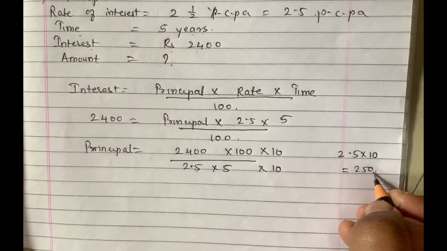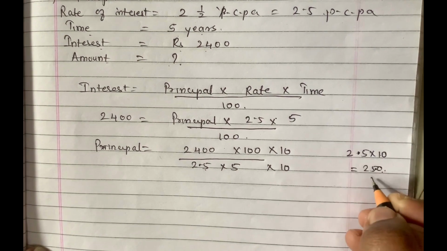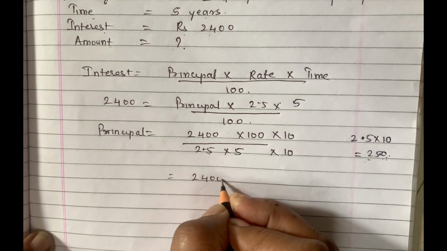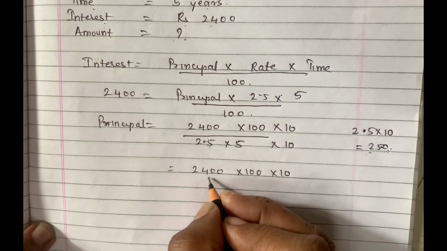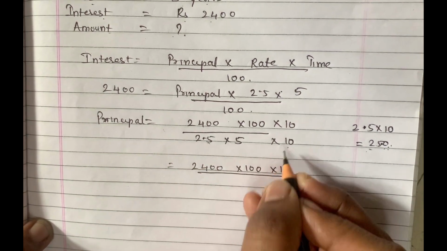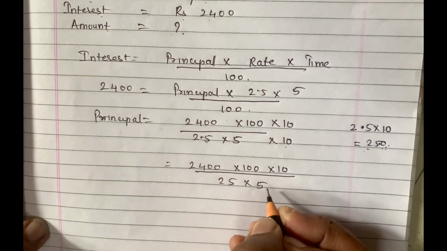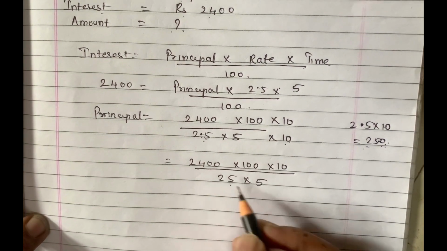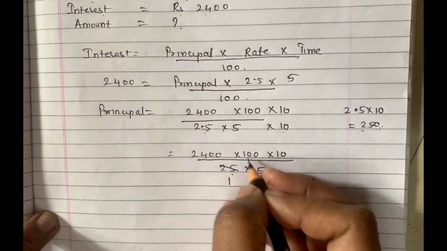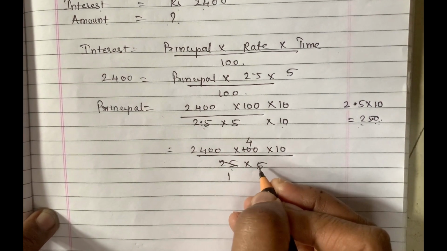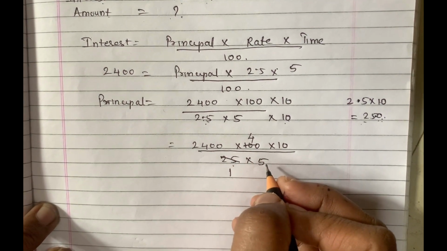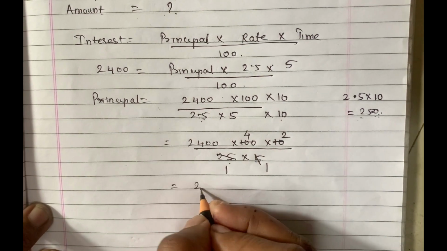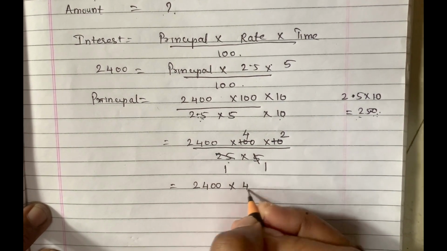25 into 10 will become 250. One decimal is there, so we will keep it here, so it will become 25. So we will apply the same rule here. So it is 2,400 into 100 into 10 upon 2.5 into 10, that is 25 into 5. So now the decimal has gone. I already told you 25 ones are 25, 25 fours are 100. Okay, if you find it difficult, we can even cancel by the 5 table. 5 ones are 5, 5 twos are 10. So what is that? 2,400 into 4 into 2.